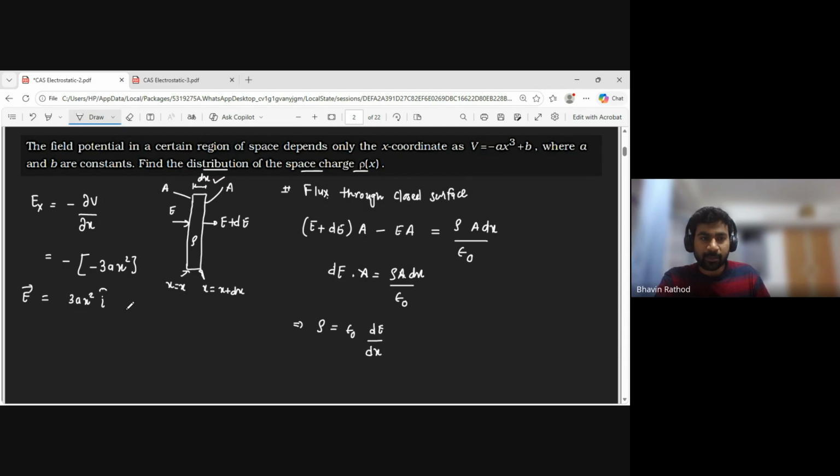We already have the electric field, so we can differentiate it again. That gives us 6A epsilon naught into x, and that's the final answer. So the volume charge density basically increases linearly with x. That's what we're trying to say here. Questions here?